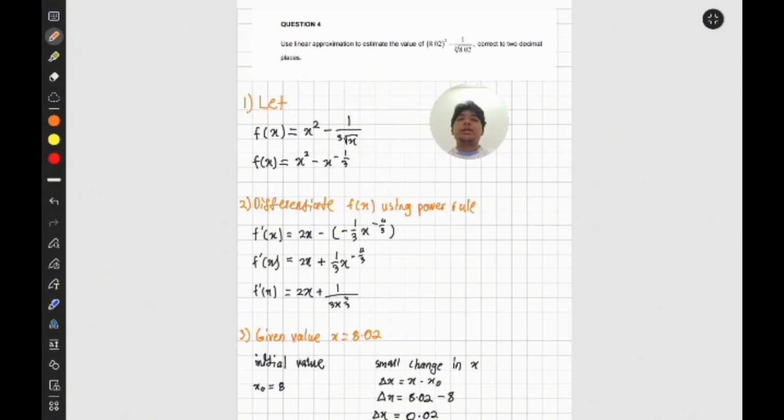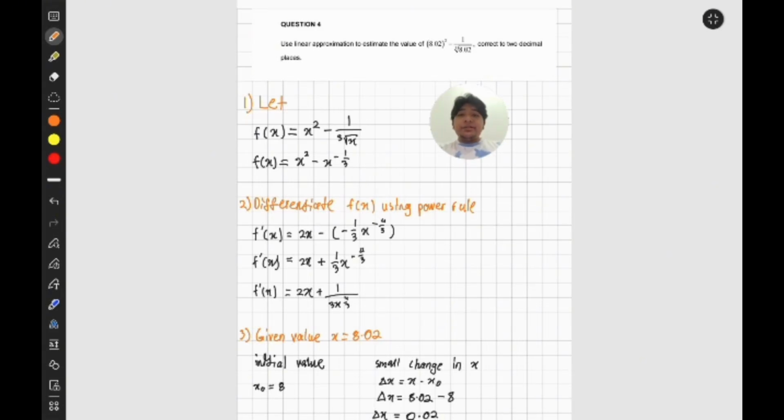Assalamualaikum warahmatullahi wabarakatuh. Today I will explain how to solve the linear approximation question. Question number 4 is to use linear approximation to estimate the value of 8.02 squared minus 1 over the cubic root of 8.02. It also states that we need to answer correct to 2 decimal places.